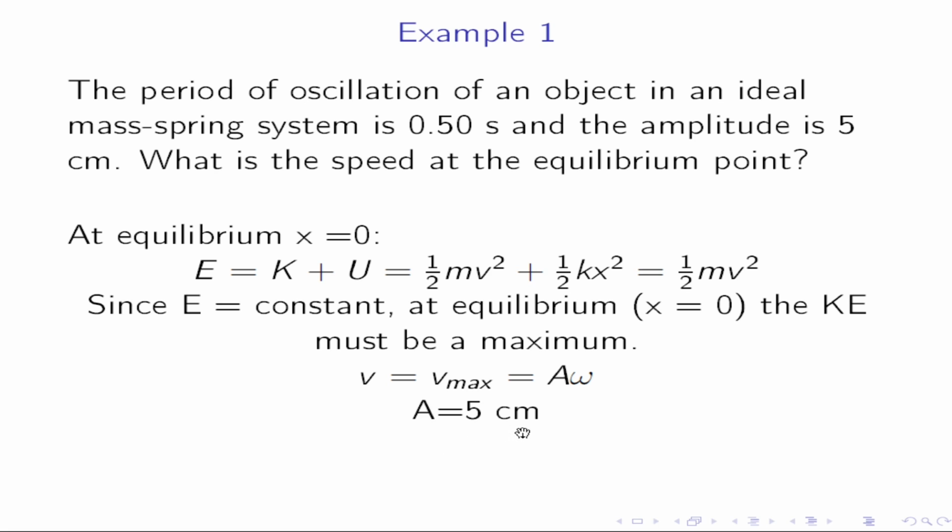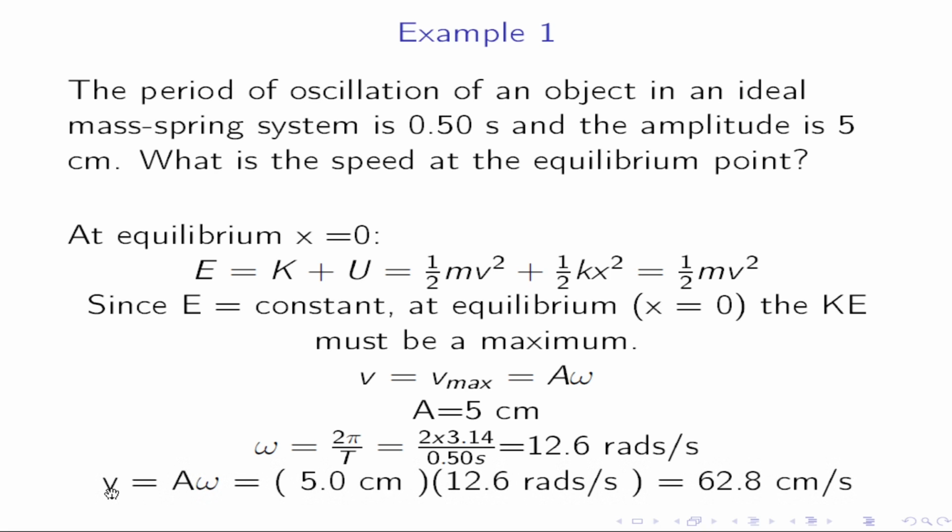A is given as 5 centimeter. Omega is 2 pi by T, that is equal to 2 into 3.14 by 0.5 second, that is equal to 12.6 radian per second. And we can find velocity as A omega, that is 62.8 centimeter per second. That is the maximum velocity at the equilibrium point.